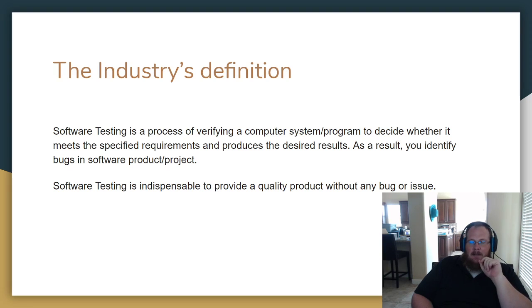So the industry's definition is that software testing is the process of verifying a computer system or program to decide whether it meets the specified requirements and produces the desired results. As a result, you identify bugs in software product projects. Software testing is indispensable to provide a quality product without any bug or issue. Horse crap. Most of that, horse crap.